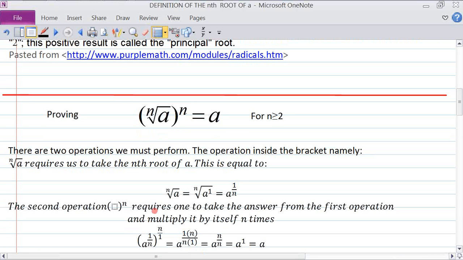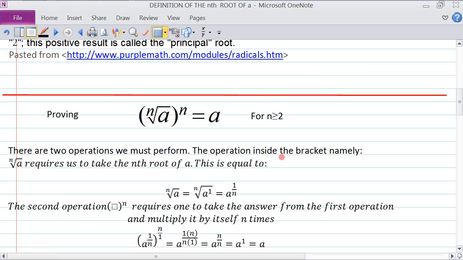There are actually 2 operations here. First of all, we have to take the nth root of a. It might be the square root, it might be the cube root, it might be the 4th root. And if we apply the power rule here, the exponent rule right here, then essentially the 2 operations cancel each other and we just get whatever is here. If this and this are the same, then the answer is a.